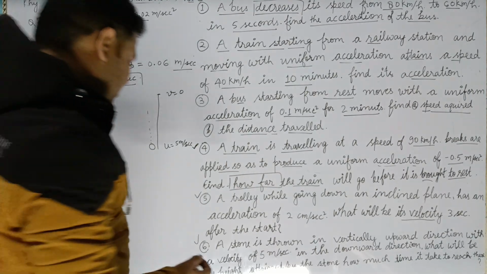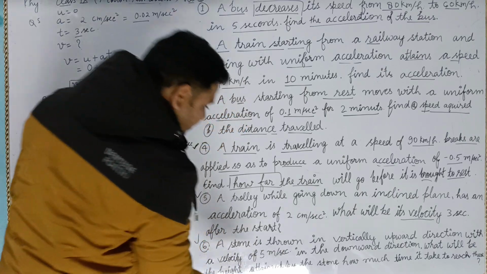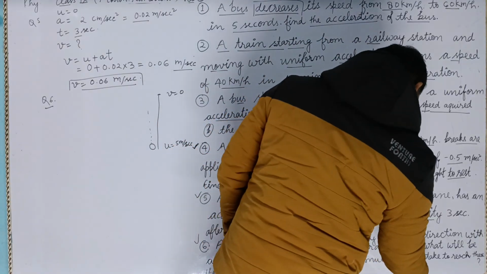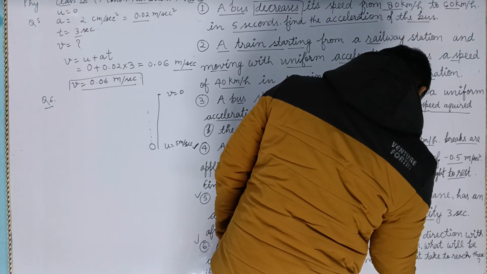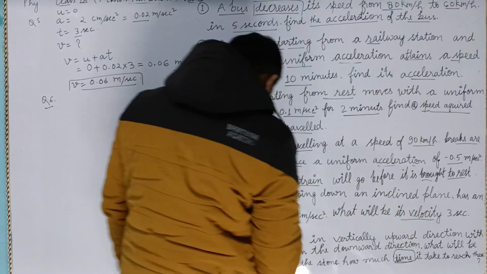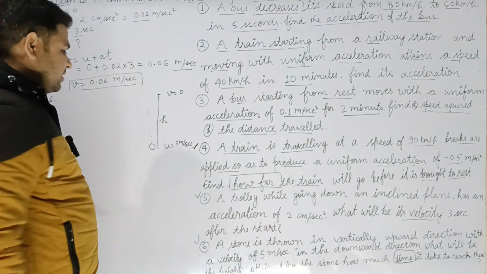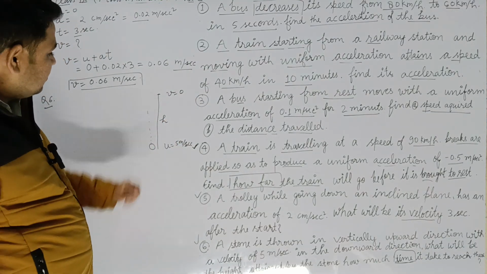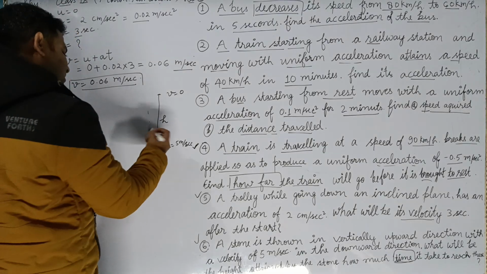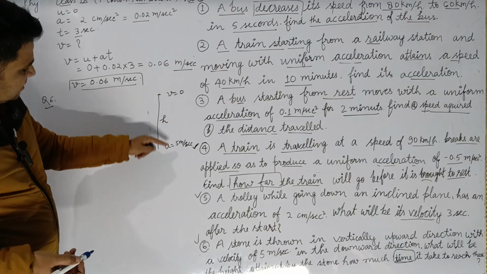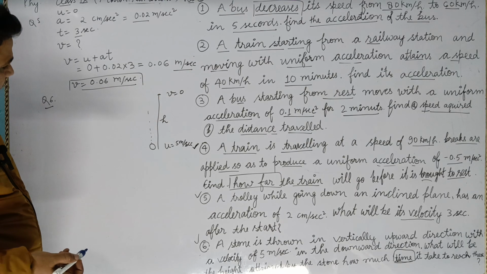What will be the height attained? We have to find the height attained by the stone and how much time it takes to reach there. We have to find the time taken and the height attained. Two values are given here, and from these values we solve the question.